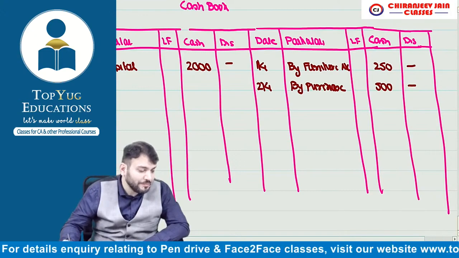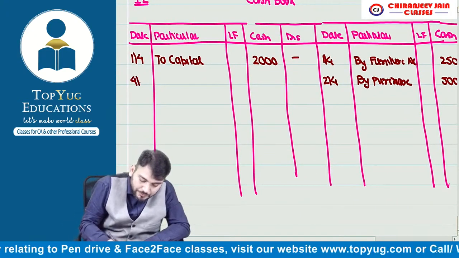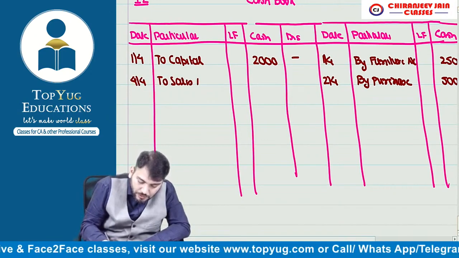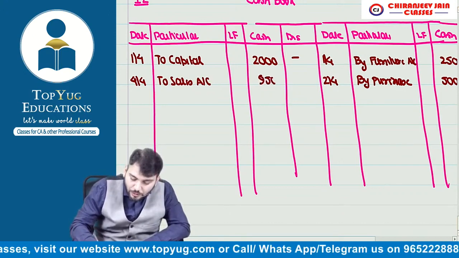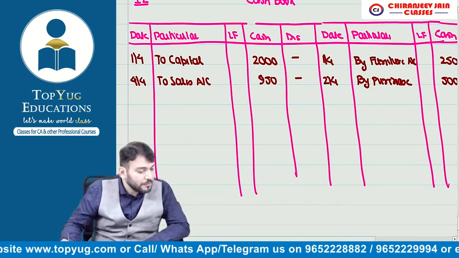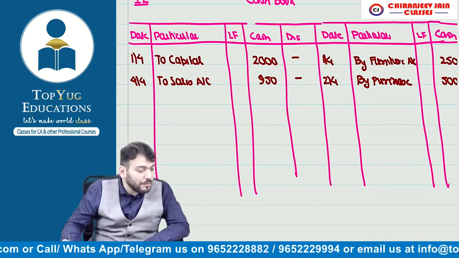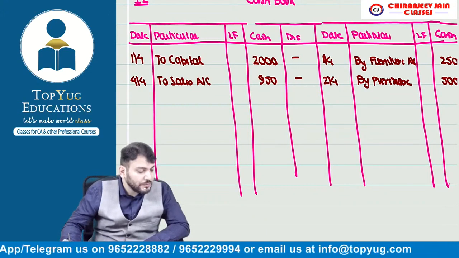Then sold goods for cash. Sale means receive, so here we write 4th April to sales account, how much received, 950, no discount. Then on 5th April paid cash to Ram Mohan 560.